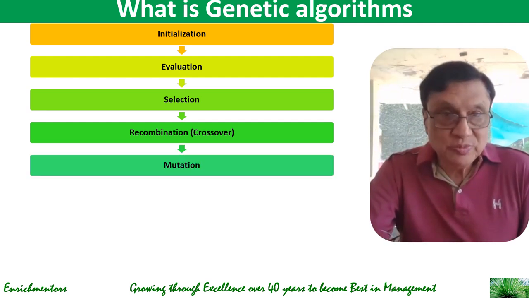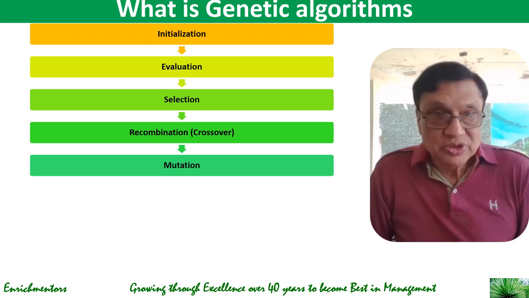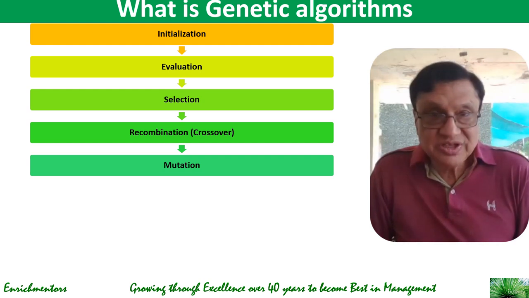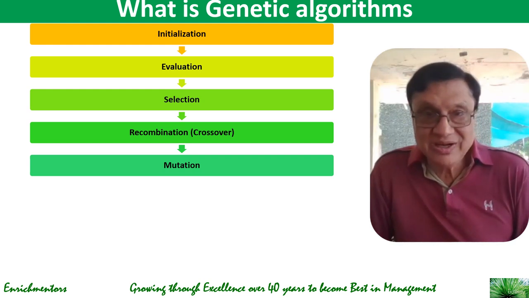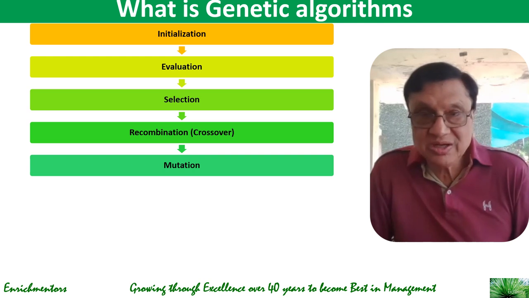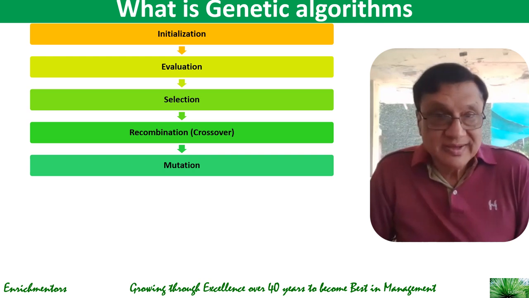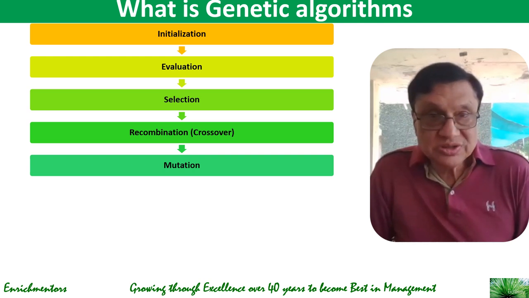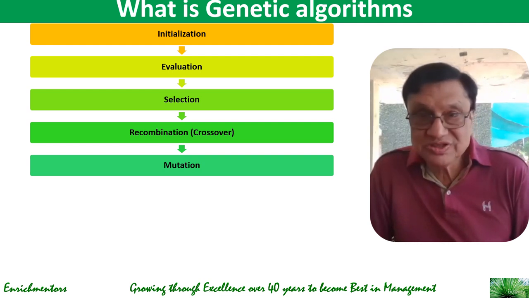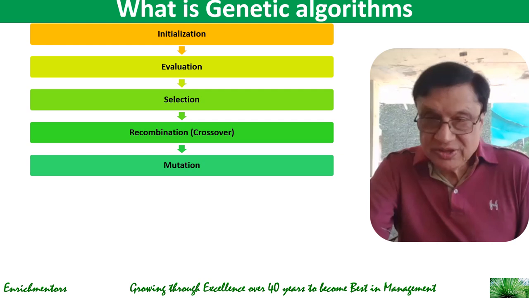Then you get into mutation. You introduce genetic diversity into the population by applying random changes, mutation, to the genetic material of the offspring. The mutation operations modify genes and parameters with low probability to prevent premature convergence and explore new regions of the search space.